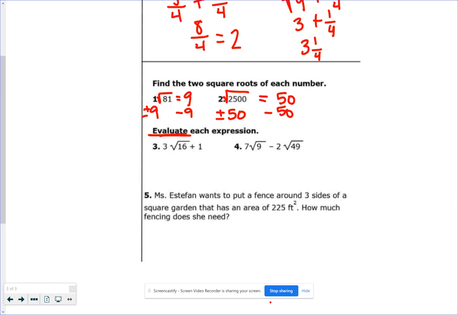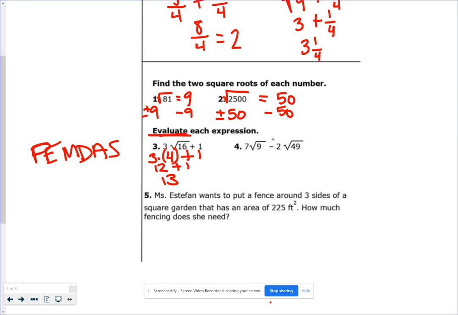Evaluate means to solve. So the square root of 16. Treat it like parentheses. PEMDAS here. So parentheses is the same as exponents, or the same as square root. So 3 times 4, because the square root of 16 is 4, plus 1. 3 times 4 is 12, plus 1 is 13.